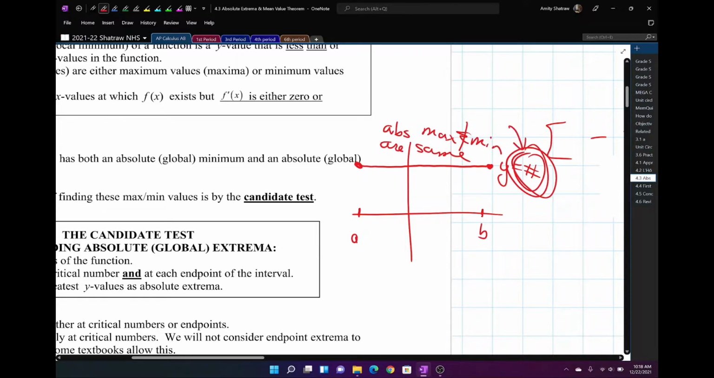That number right there, whatever that number is. Let's give it a number right now, just for the heck of it. Let's call it 15. 15, that's my absolute max, and that's my absolute min.